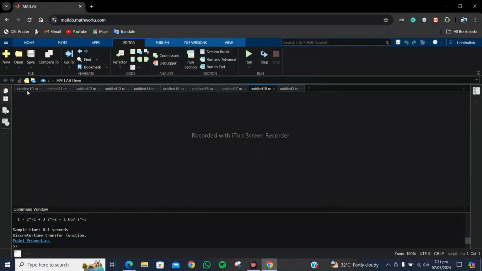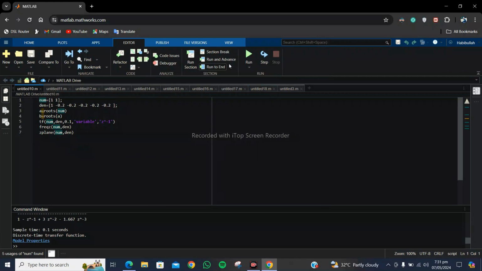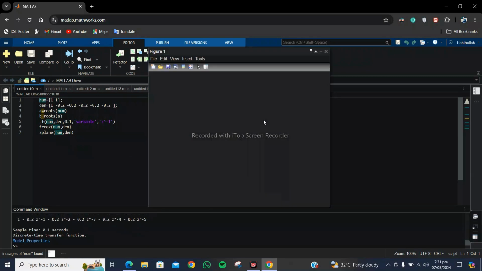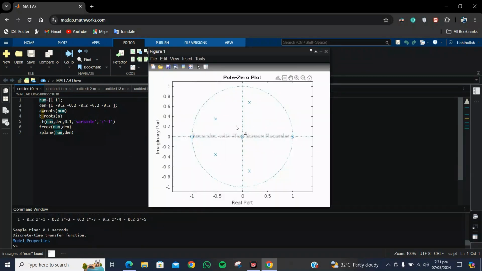Now moving towards the third task. The third task we're going to run. In this task there are many poles and two zeros, and all poles are inside the circle and two are conjugate to each other. So the system is stable because all poles are inside the unit circle.